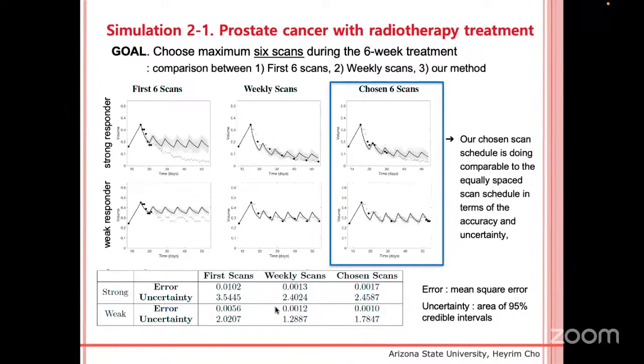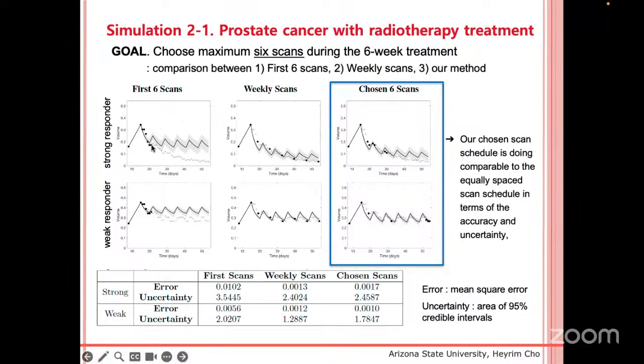And here are some results. For the radiotherapy, you can see this is our chosen 6 scans for the more responding patients, which are around here. And I mean, if I was very thorough and less lazy, I would have compared this with all the 6 combinations, but I wasn't. And here we compare with the weekly scan. So it's a 6 week treatment. So we selected every Friday scan as the equidistant scan, and then the first 6 scans.